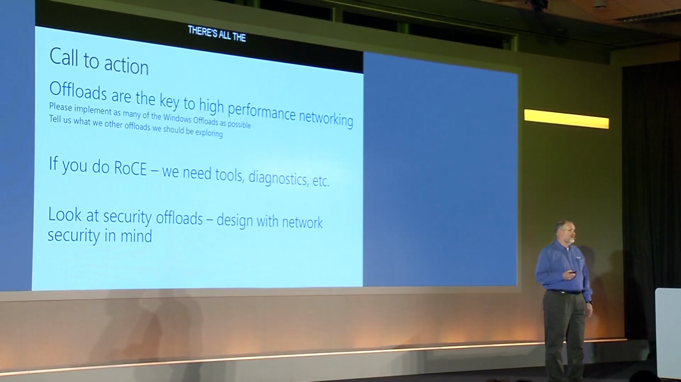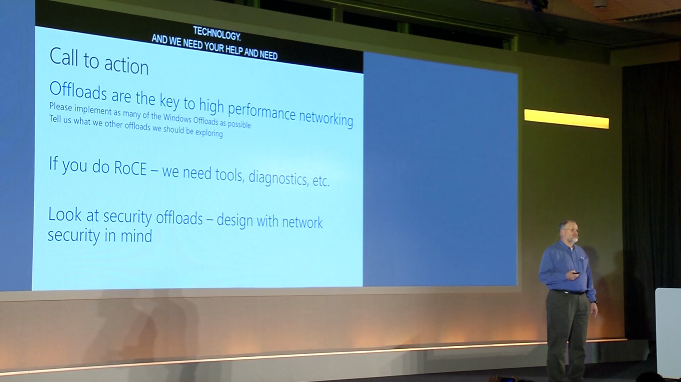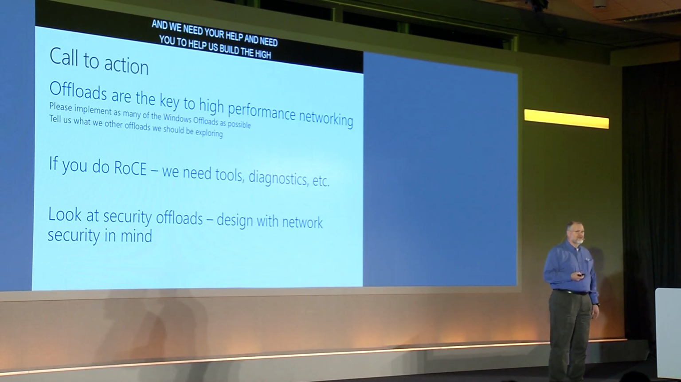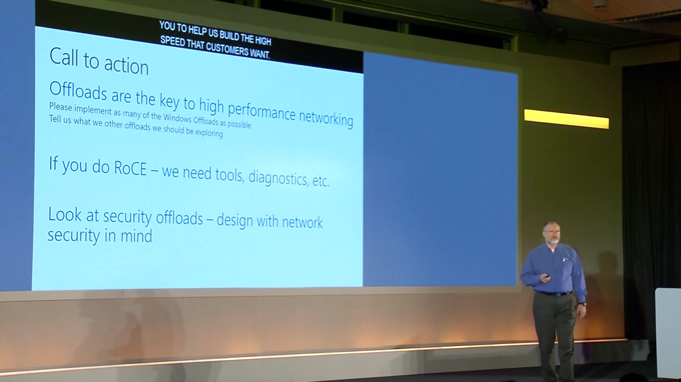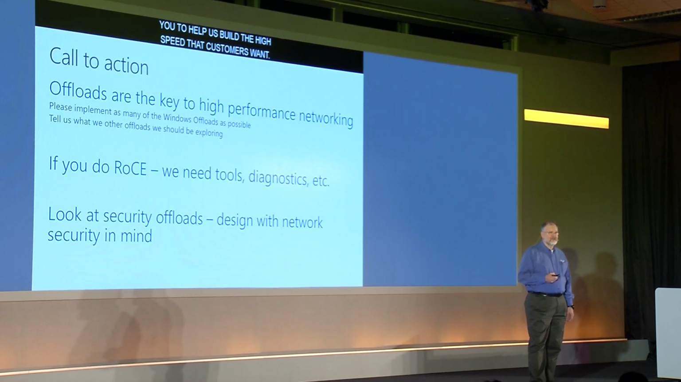And finally, we need your help. We need you to help us build the high-speed NICs that customers want. Today, there are a few vendors already shipping 100 gigabit per second NICs. 200 gigabit per second NICs are right behind the curtain, and faster NICs are being discussed. Join that train. Customers are moving past 10 gig to 25 gig. Let's keep going. If you do RoCE, help us build good diagnostic tools for it.